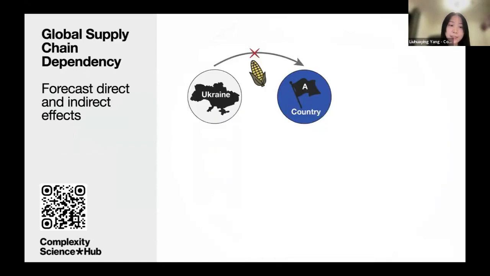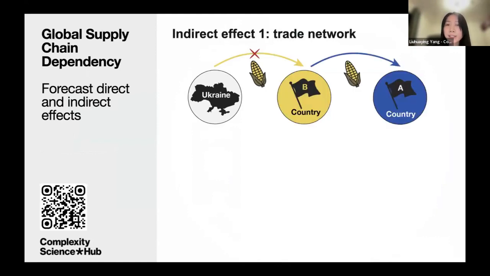For the direct effects, it's simple. If country A directly trades with Ukraine, and Ukraine cannot supply these goods, then country A will be shocked in these goods. But we can also consider trade network effects, meaning if country A relies on country B, but country B imports those goods from Ukraine, then when country B cannot get those goods, country A will also be shocked.